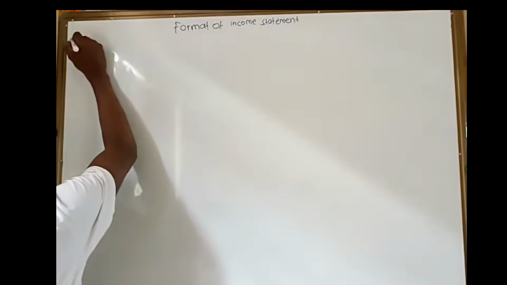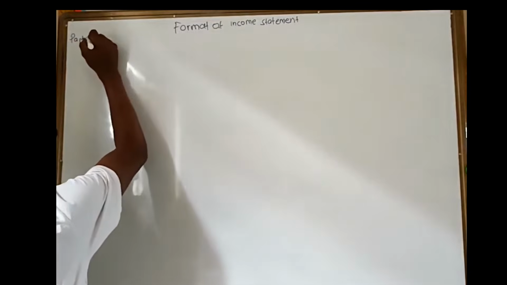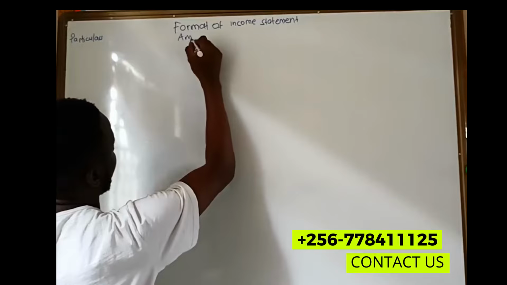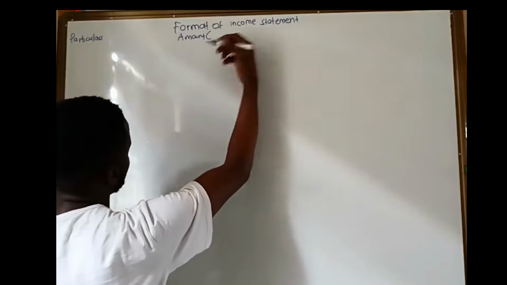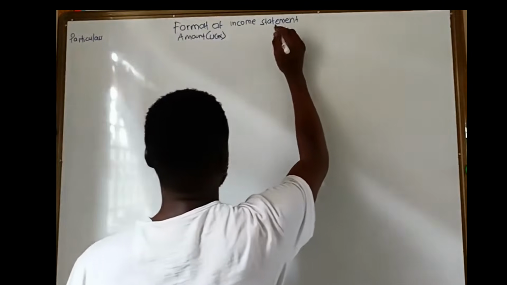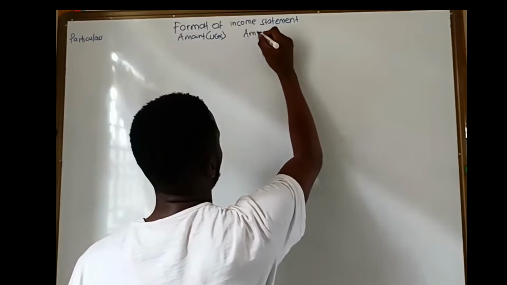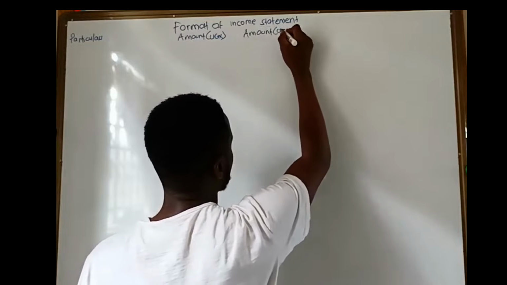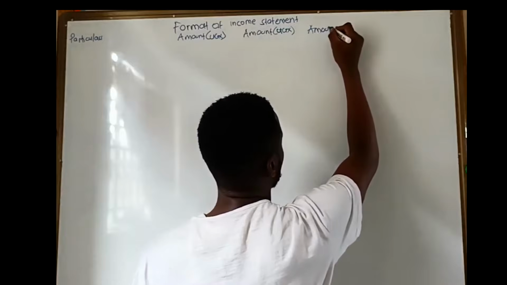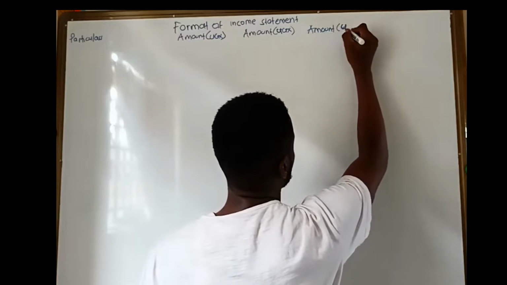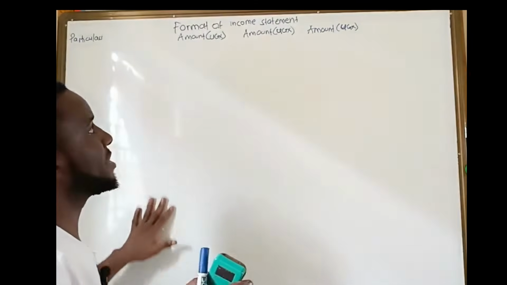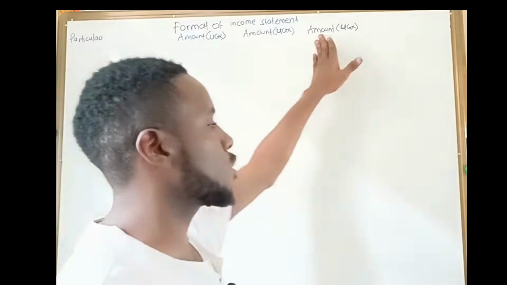We shall have our particulars here. We shall have our amount. Usually it is any currency they give you in the question, but for now let me take the Ugandan shillings currency. Then also here, amount in Uganda shillings. And also here we shall have our amount in Uganda shillings. Now, the question would be, why are we putting three amount columns?